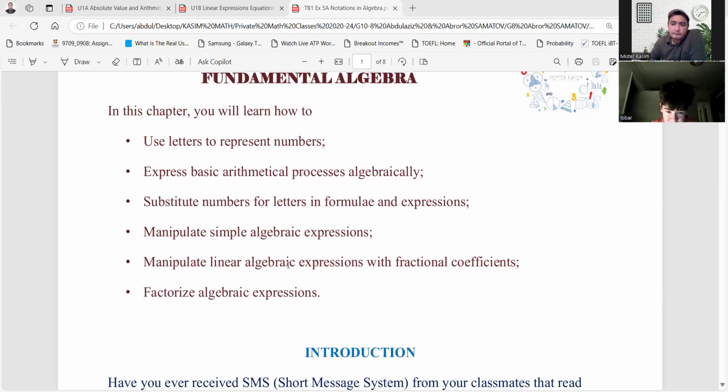Substitute numbers for letters in formulas and expressions. We call this evaluation of algebraic expressions. If you're given an algebraic expression and the values of variables, how do we evaluate this? Last time, if you remember, we practiced the order of operations. We need to follow the rules: first parentheses, second exponents, then multiplication or division, then addition, subtraction. Okay, next.